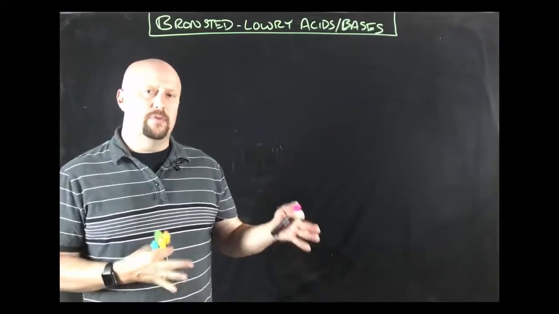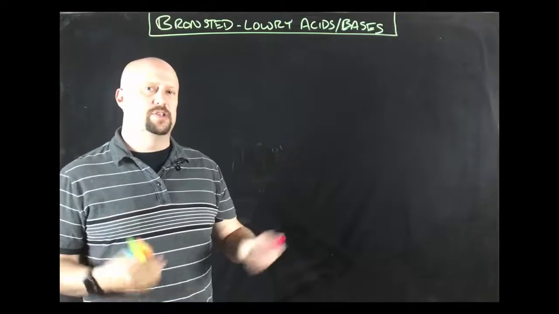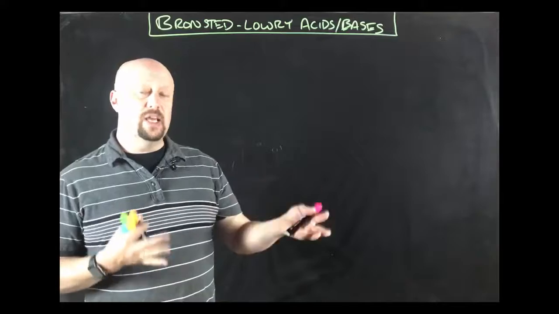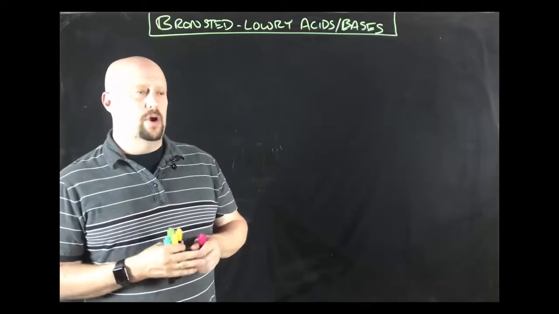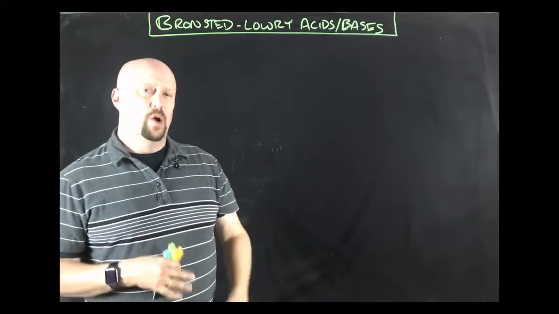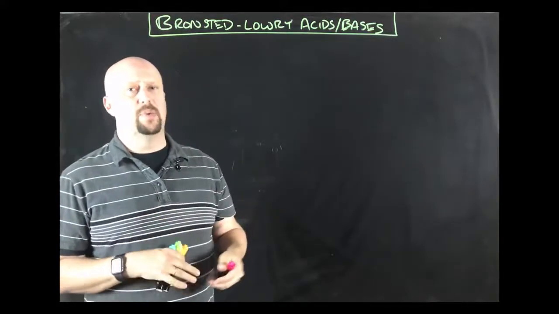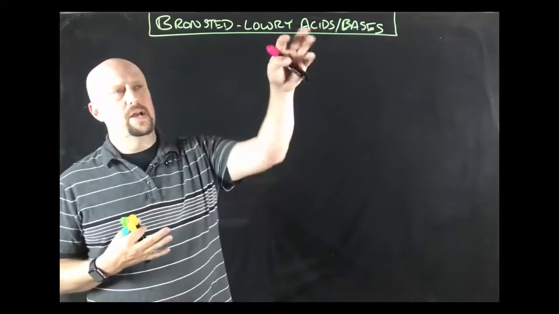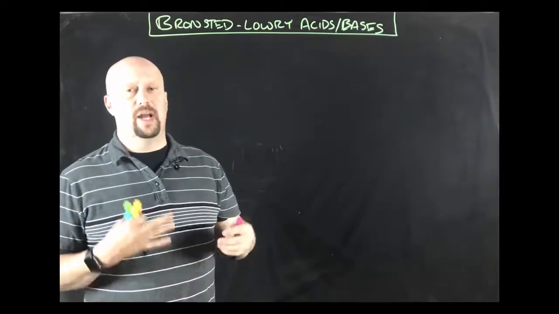If you remember from your Chemistry 1 days or your introductory chem stuff, there were three ways that we could talk about acids. We could have Arrhenius acids, where the acids produced hydrogen and the bases produced hydroxide. We could have Lewis acids and bases, where we had electron pair acceptors and electron pair donors. And then we had something in the middle that was Bronsted Lowry acids and bases.